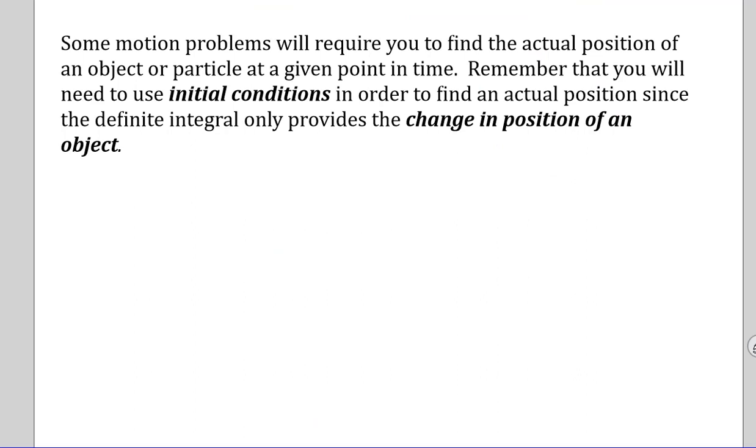Okay, it says some motion problems will require you to find the actual position of an object or particle at a given time. Remember that you will need to use initial conditions in order to find an actual position, since the definite integral only provides the change in position of an object. That is, when we do that definite integration, that's the displacement, right? So if I want to know what the actual position is, I need to know where we started. Those are going to be my initial conditions. I'll add to that the displacement, and that gives me my current or actual position.